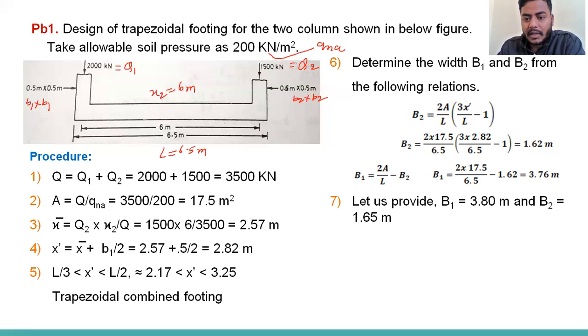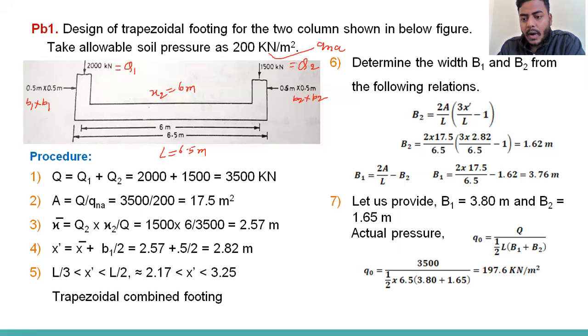So once we have the B1 and B2, we can calculate the provided area, and then we can calculate the actual pressure. Here B1 and B2 is the provided width. So we can get 197.6 kilonewton per meter square.